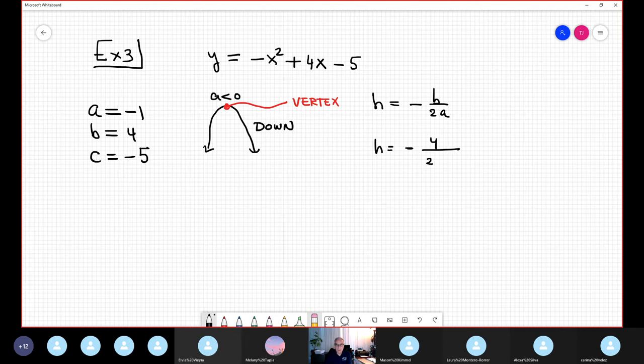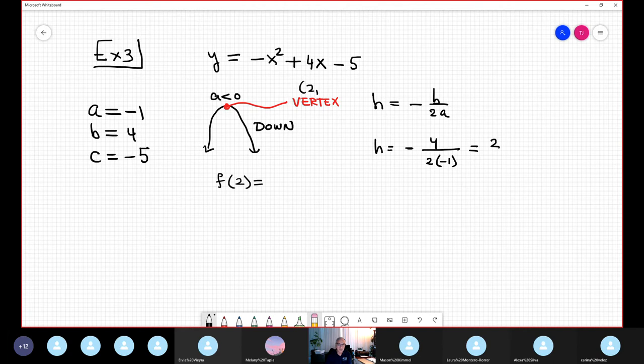2 times a, with a equal to negative 1, sorry, so a is negative 1. So actually we have a double negative in my formula, it's positive, and 4 divided by 2 is 2. Positive 2 is h, the x-component of the vertex. Then the vertex is 2 and something, and k, the super fantastic way is to evaluate the function at 2.